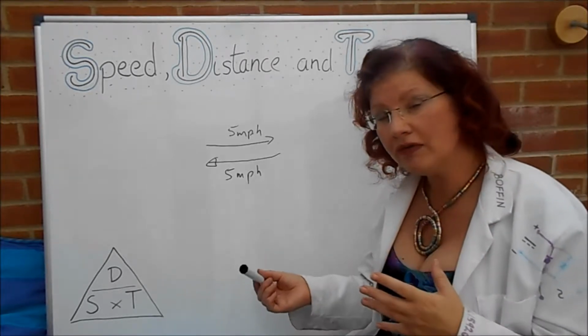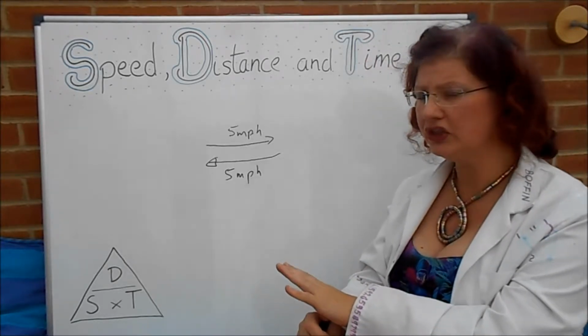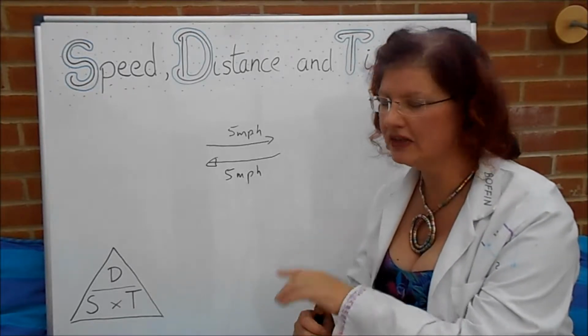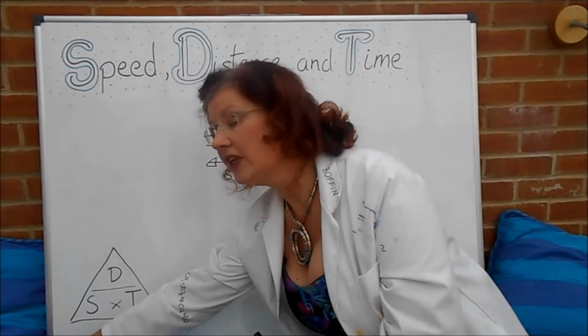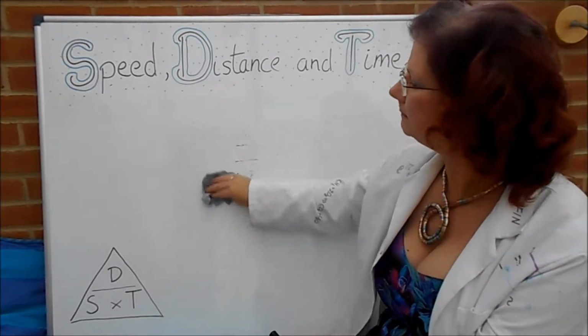If you've got no direction, speed and velocity are the same thing. But if you've got a direction involved in there, velocity incorporates the direction and it's a different thing. So sometimes when I talk about speed, I might talk about velocity as well, and for this, they're the same thing.